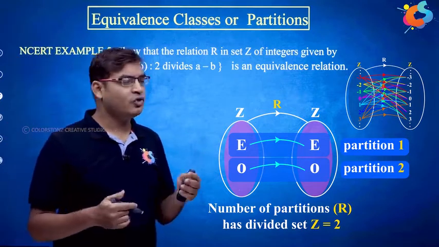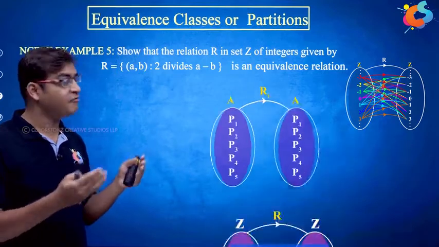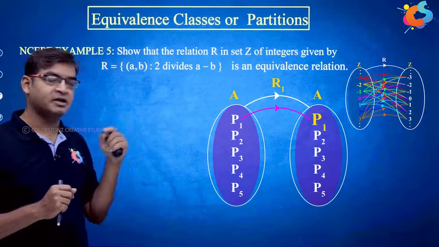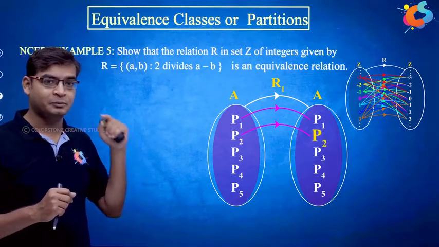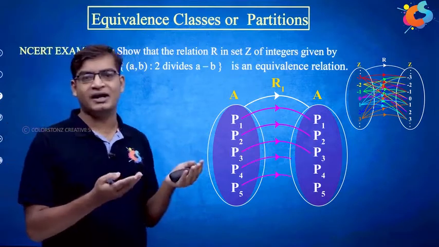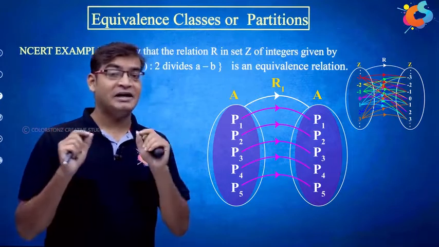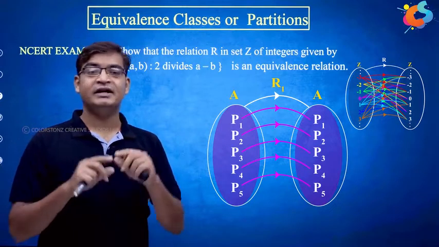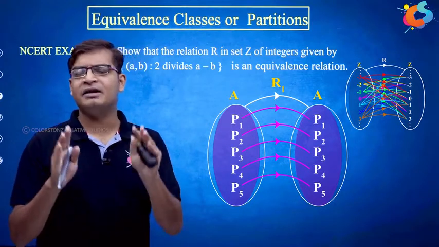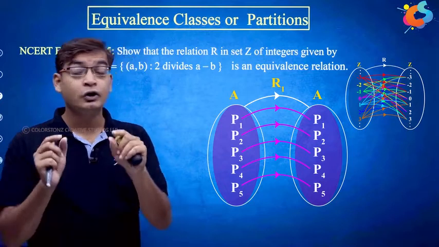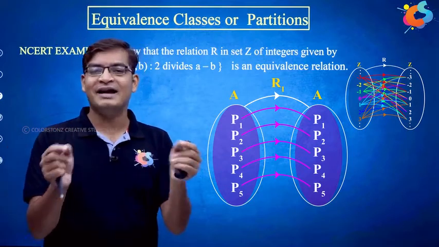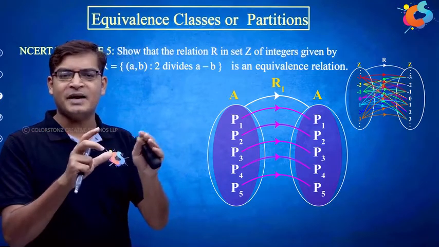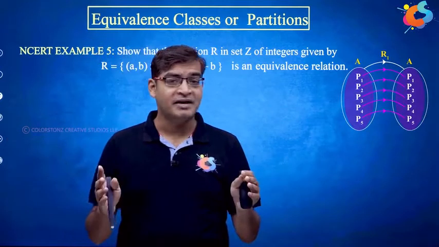Okay, fine. So here let us take a small example where we have 5 partitions. P1 will be mapped to P1, P2 will be mapped to P2, P3 will be mapped to P3 and so on, right? So now you have understood how an equivalence relation divides the given set into partitions. All that will be asked in the exam is into how many partitions this relation divides the given set. For that, you just make this mapping diagram and see how many partitions are coming.